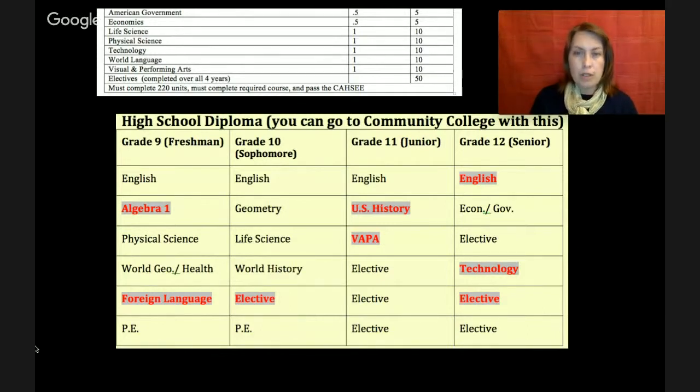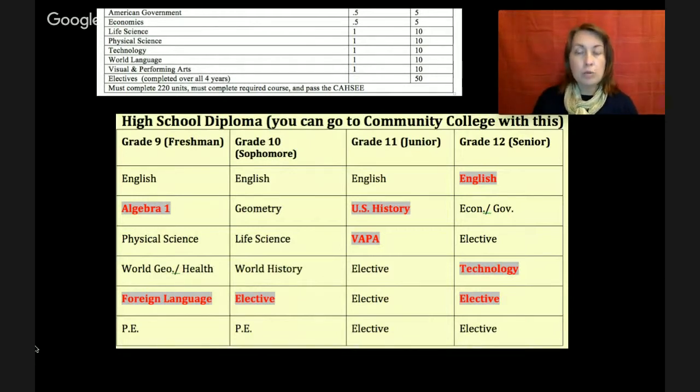At this point, you should have this entire chart filled out. Now, keep in mind that this is just a suggestion. You don't need to go to your freshman counselor and say, oh my goodness, I don't have my physical science, you gave me an elective instead. Work it out with them.